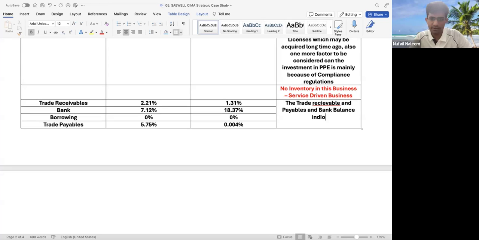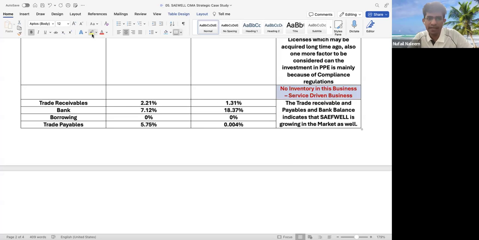indicates that SAEFWELL is growing in the market. It is growing because they are expanding also, no, students? They have 74 countries, also growing in the market as well. So that is one factor to be considered. There's a growth in this case.